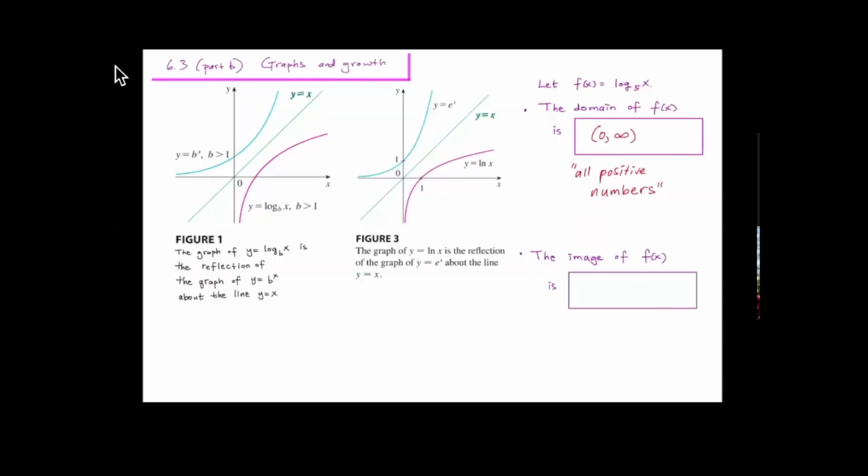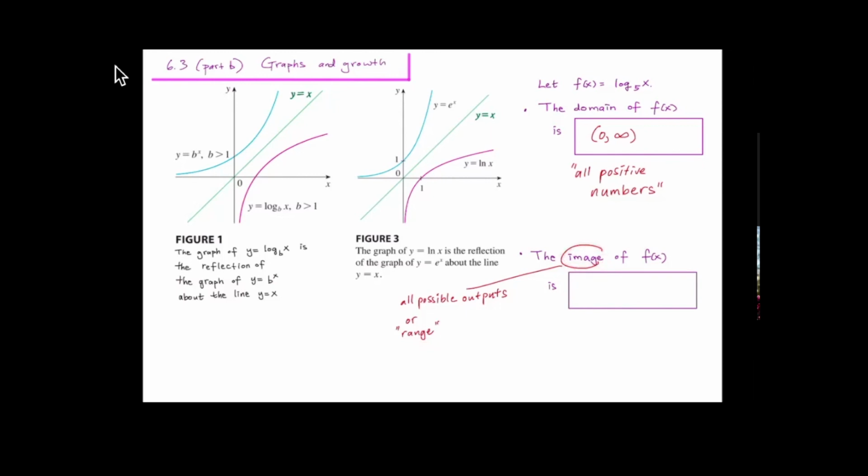You can also write all positive numbers. And then the image of a function is all of the possible outputs. In the book, this is called range. So range and image mean the same thing, but usually outside of this textbook, most books will use the word image. So in your future classes, you'll see the word image. So I want you to get used to it. So we'll usually use the word image.